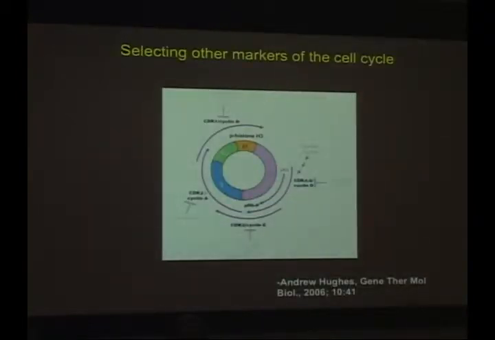But we wanted to get at the other phases of the cell cycle as well, to ask questions about, are cells quiescent? Are they arrested? How might this impact whether they respond to chemotherapy? So we needed other markers.